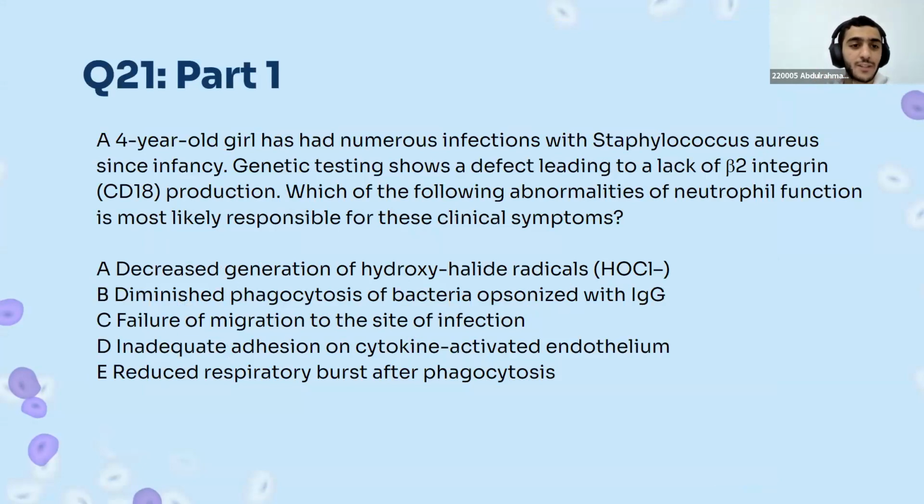So, next question. A 4-year-old girl has had numerous infections with Staph aureus since infancy. Genetic testing shows a defect leading to lack of beta-2 integrins, CD18 production. Which of the following abnormalities of neutrophil function is most likely responsible for these clinical symptoms?